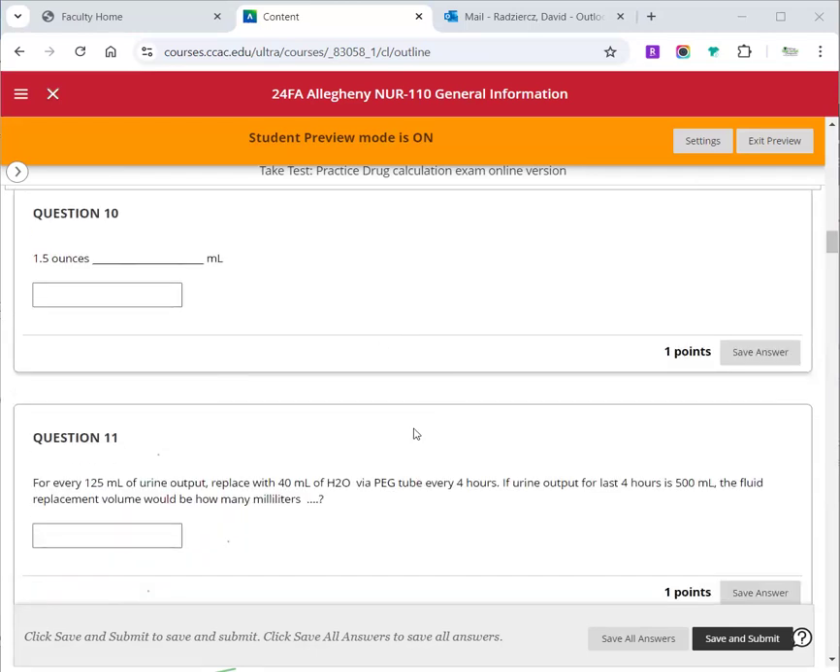All right. So let's go to the ounces to milliliters, and then to the fluid replacement. So it says 1.5 ounces. We already did this, the different conversion, right? So 1 ounce is what? 30 milliliters. So just 30 times 1.5, that's my 45. That's what I was looking for. I knew one of these answers was 45.